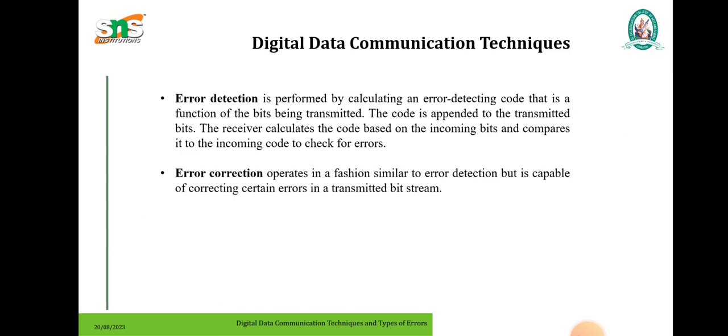Error detection and error correction. Error detection is performed by calculating an error detecting code, which is a function of the bits being transmitted. The code is appended to the transmitted bits. The receiver calculates the code based on the incoming bits and compares it to the incoming code to check for errors. Error correction operates in a fashion similar to error detection but is capable of correcting certain errors in the transmitted bit stream.